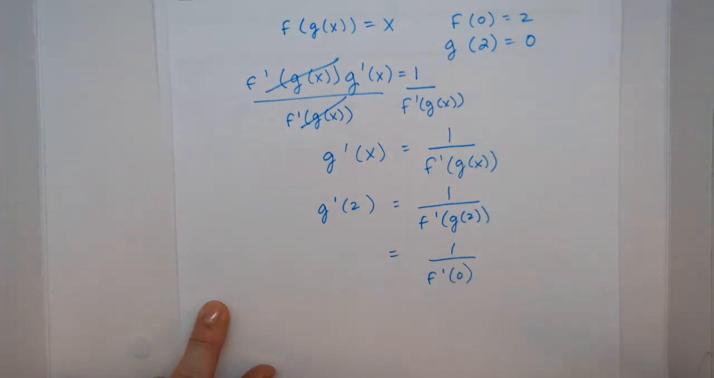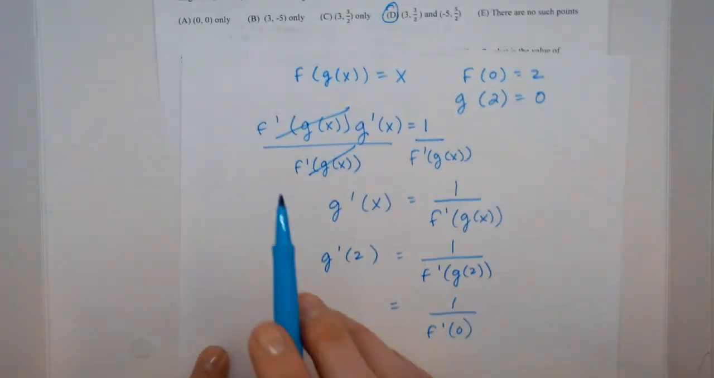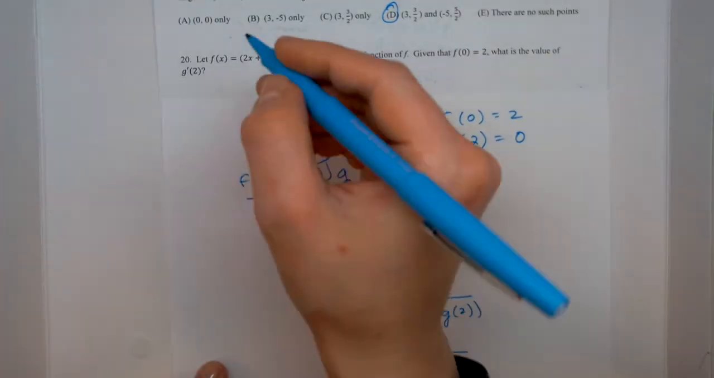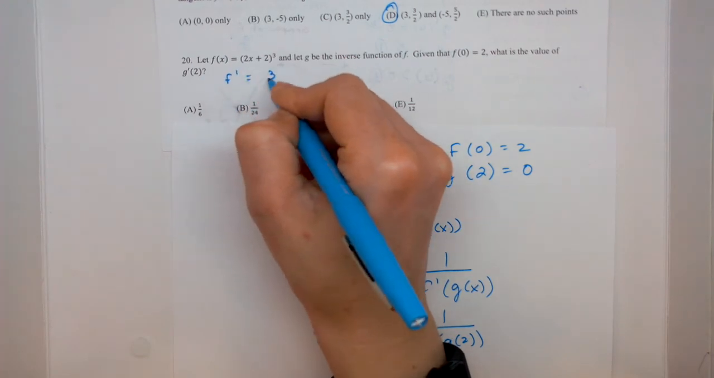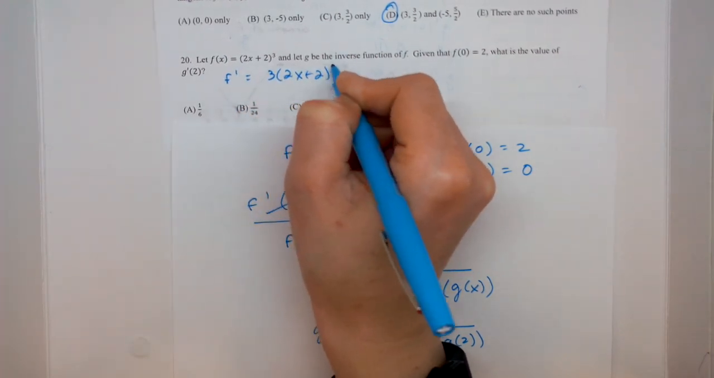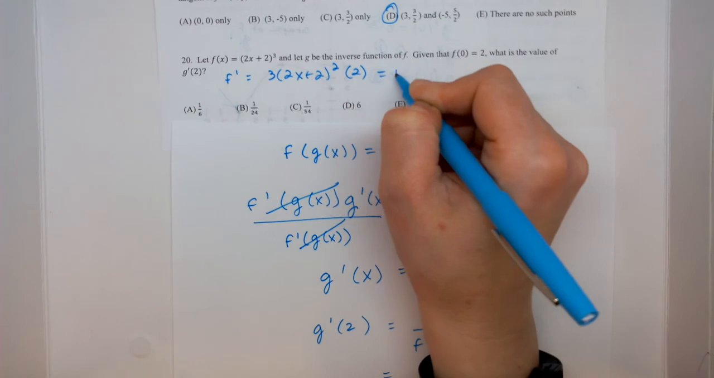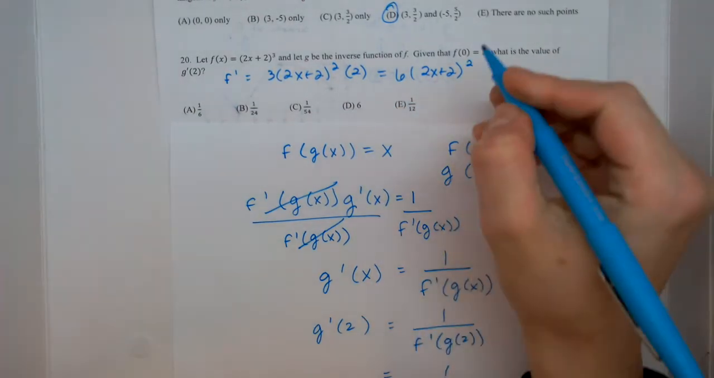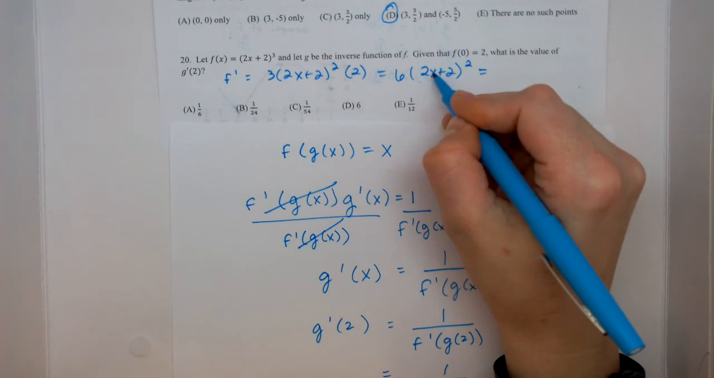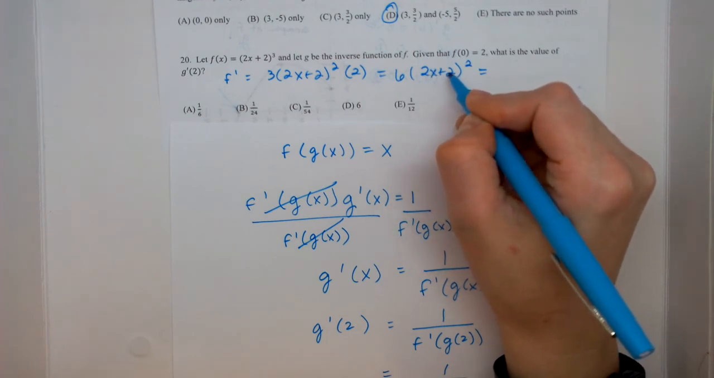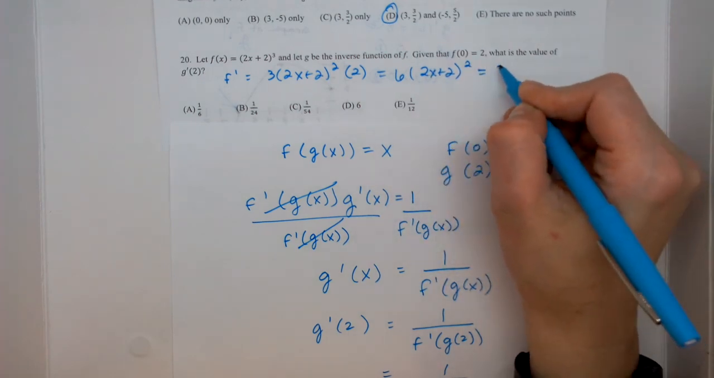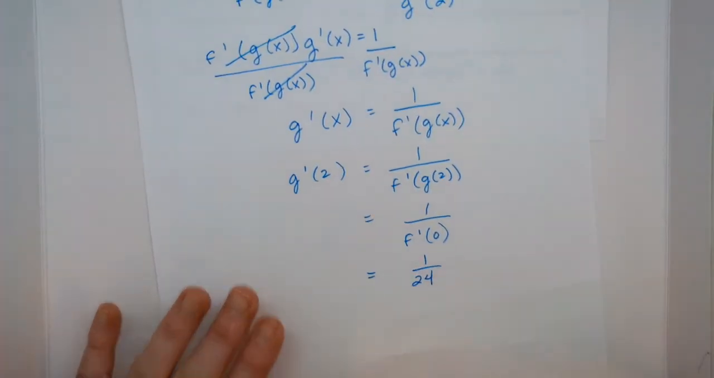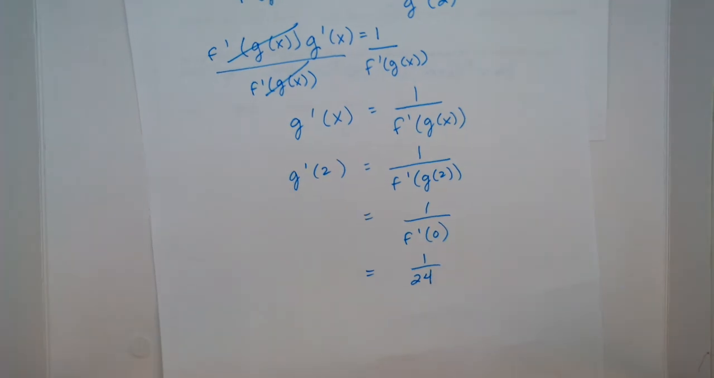And we can find f prime of 0 if we go back to the original function, differentiate it, and plug in 0. So let's do that. F prime would be 3, 2x plus 2 squared times 2. So 6, 2x plus 2 squared. F prime of 0 means plug in 0 here, so that's 0 plus 2, which is 2. 2 squared is 4 times 6 is 24. So now I have 1 divided by 24 for g prime of 2.